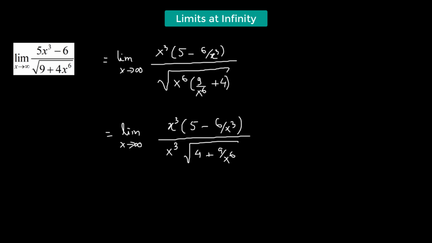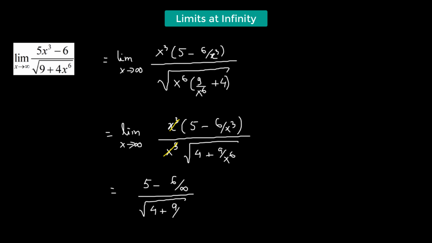Now we can cancel out x cubed from both the numerator and the denominator, and we have finally the function 5 minus 6 over x cubed divided by square root of 4 plus 9 over x raised to the power of 6. Substituting the value of x, we have 5 minus 6 over infinity cubed. Let's write it down. So infinity cubed will be simply infinity, divided by the square root of 4 plus 9 over infinity to the power of 6.